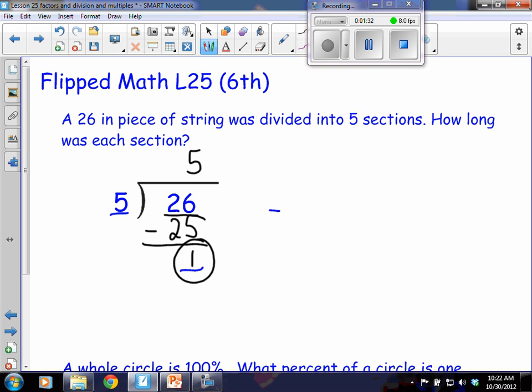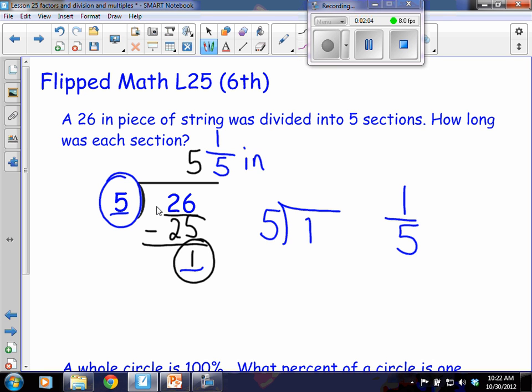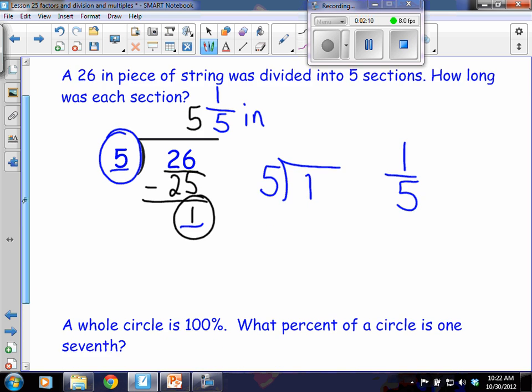And so we could write 1 divided by 5. We know we can't solve that without getting into decimals. But we also know that 1 divided by 5 can be written with a fraction bar. Our remainder becomes our numerator, and what we're dividing by, our divisor, becomes our denominator. So in the end, we have a mixed number of 5 1/5. And because this is a word problem, we have to add our label of inches for our final answer. So we have an example there.